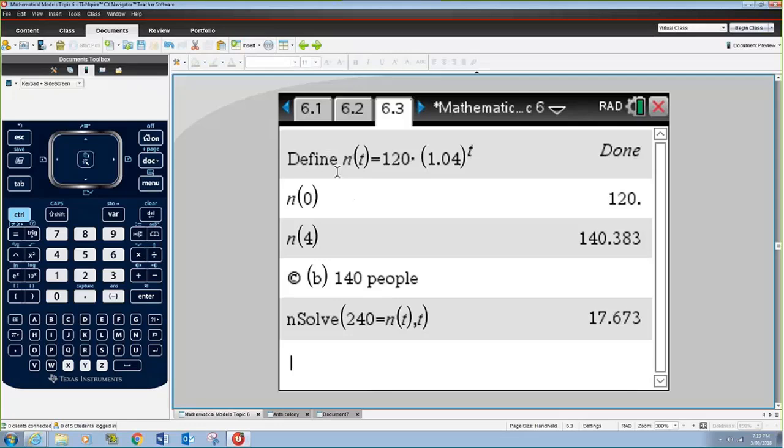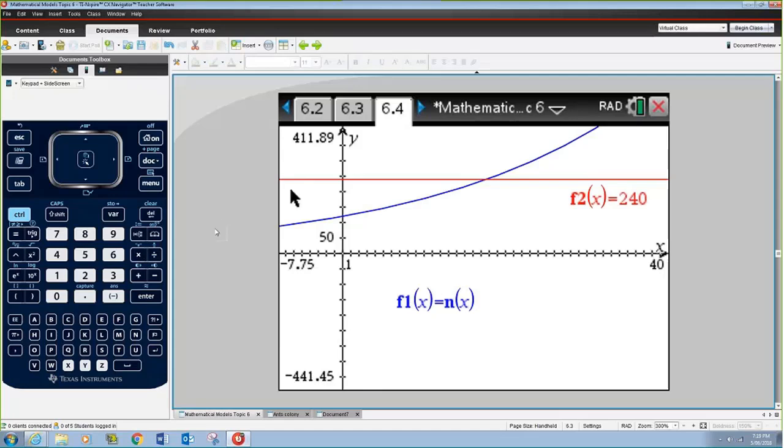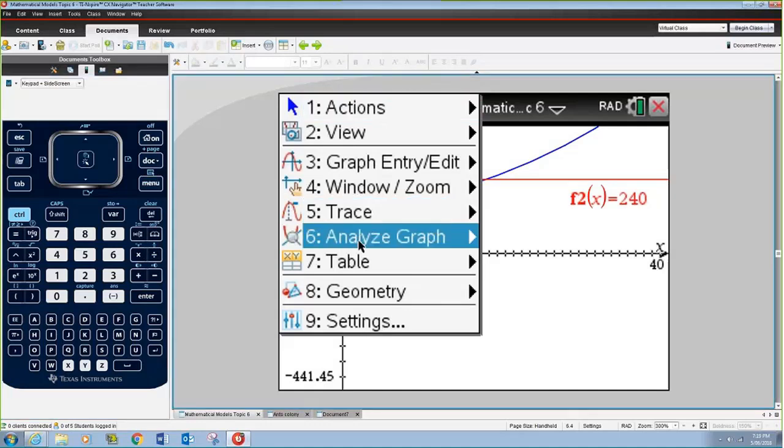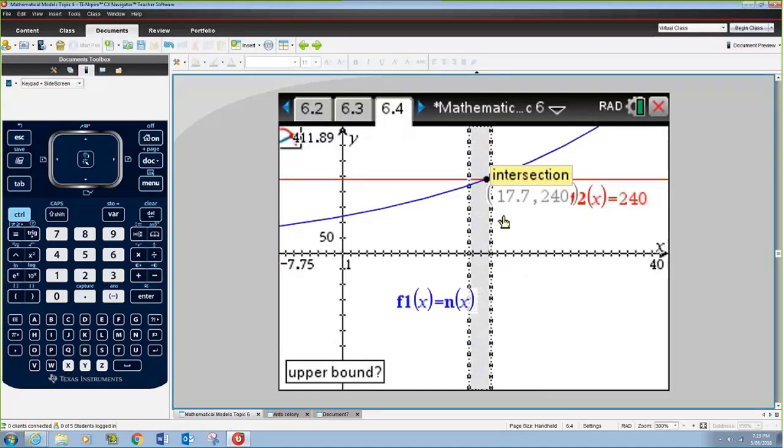So just have a look at what I did, because that's similar to what we already talked about. We defined N(t), and once it's defined, we can find N(0) and N(4). It was asking for the nearest integer, and we can solve and get the answer when the population doubles. Originally it was 120, so 240 is when it doubles, and it solves. Once we have the function defined, we can also sketch it, and when we have the graph, we can also find when the population doubles graphically.